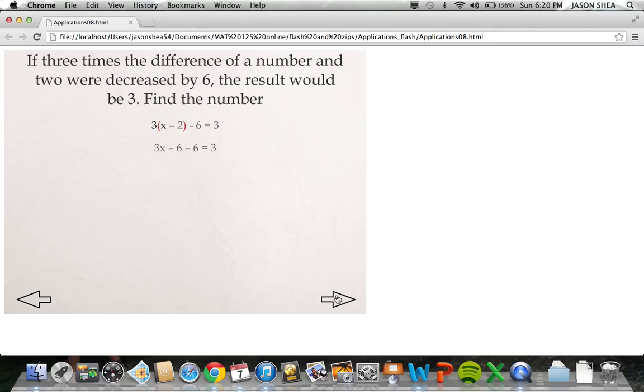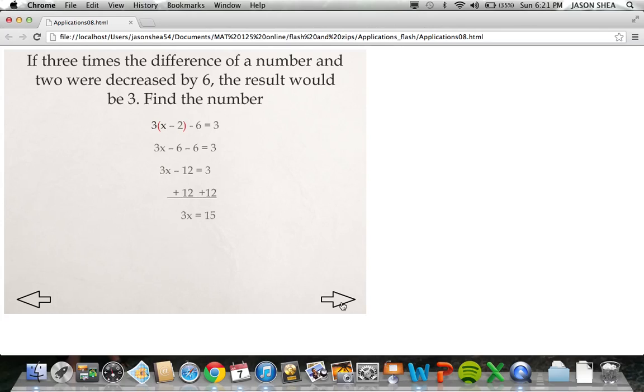Once we have it written correctly as 3 parentheses x minus 2 minus 6 equals 3, then we're going to use FOILing to start to simplify the left side of the equation. This gives us 3x minus 6 minus 6 equals 3. Now we continue to simplify the left side of the equation by combining like terms. Negative 6 minus 6 equals negative 12, leaving us with 3x minus 12 equals 3.